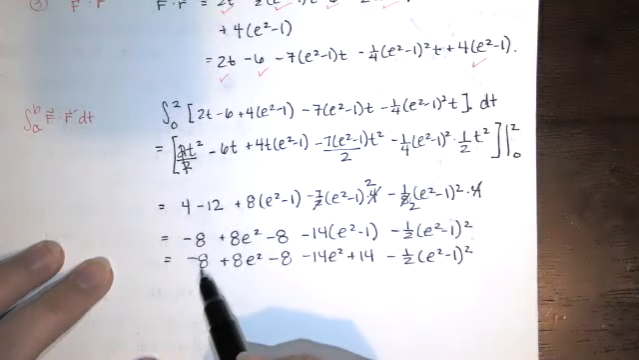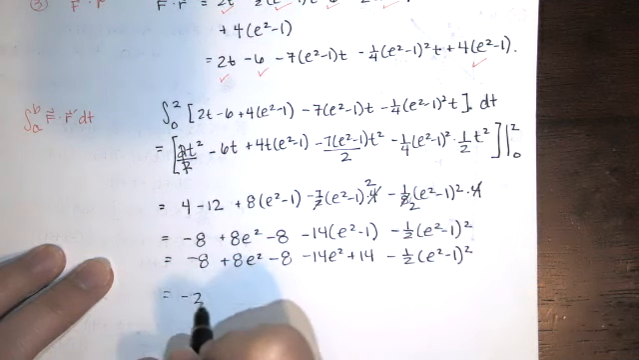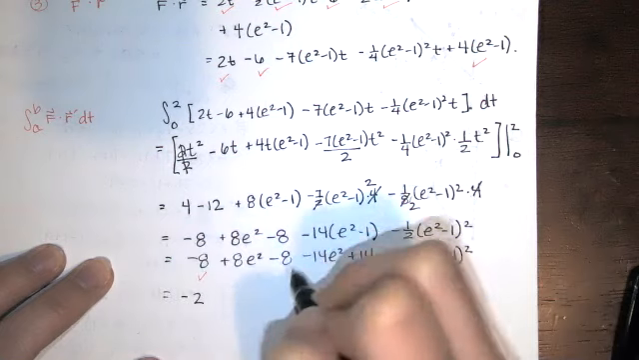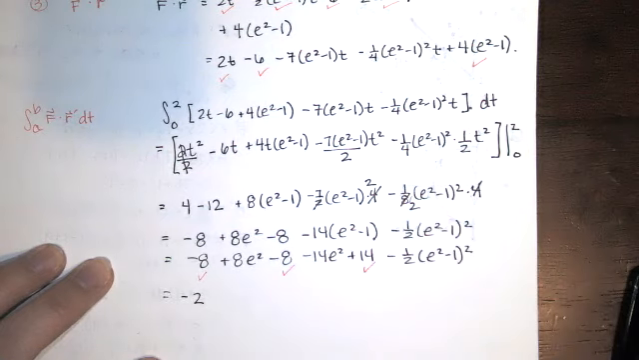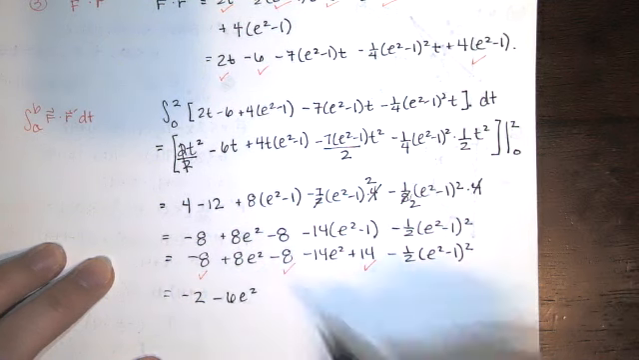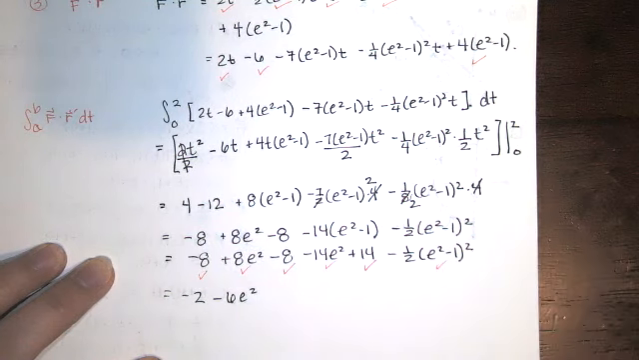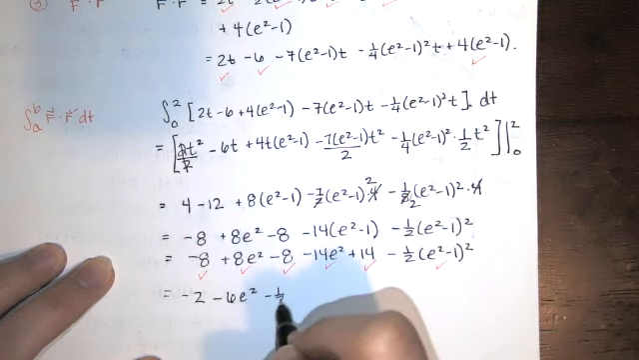And so it looks like we've got a negative 8 and a negative 8. That's negative 16 plus 14 is negative 2. So that guy and that guy are gone. And then we've got 8e squared minus 14e squared. That's negative 6e squared. That guy and that guy are gone. And then we'll take this one and we'll bring him down.